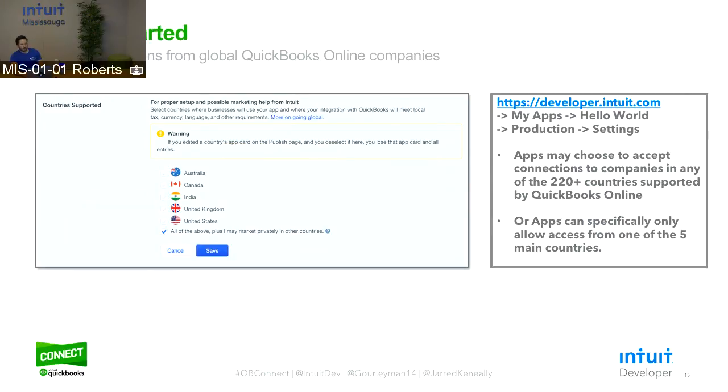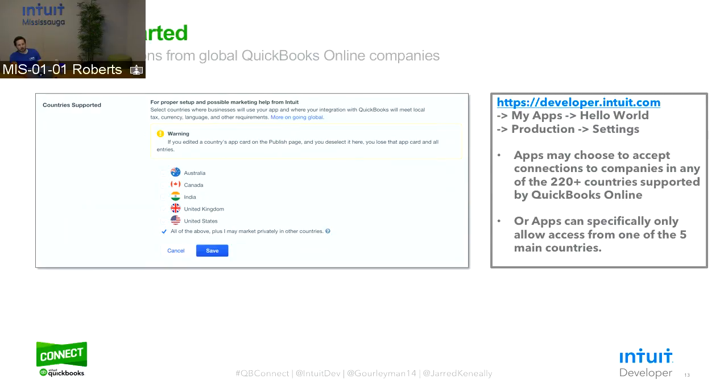While Intuit has a global app store that focuses on countries that I just mentioned, your application can accept connections from any country that QuickBooks Online supports. So that's something that you need to configure in your application settings. The screenshot's shown here.